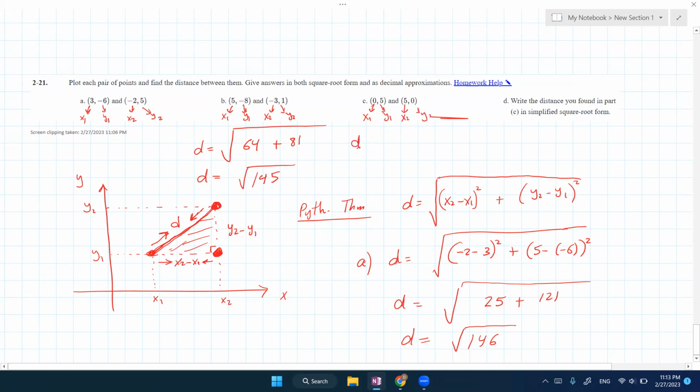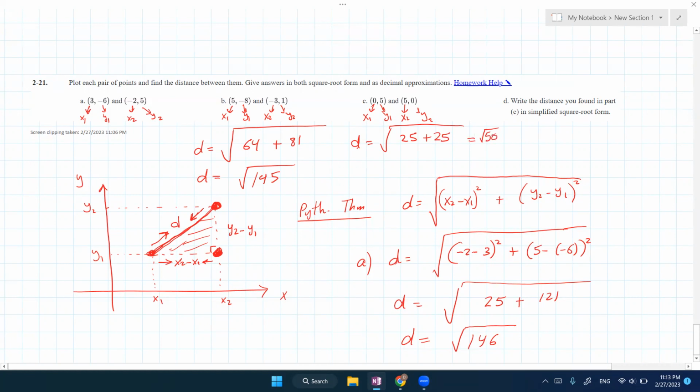And here again, we have x1, y1, x2, and y2. So d is equal to x2 minus x1, 5 minus 0 squared, that's 25. Plus y2 minus y1, so 0 minus 5, that's negative 5 squared, that's another 25. So this is the square root of 50.